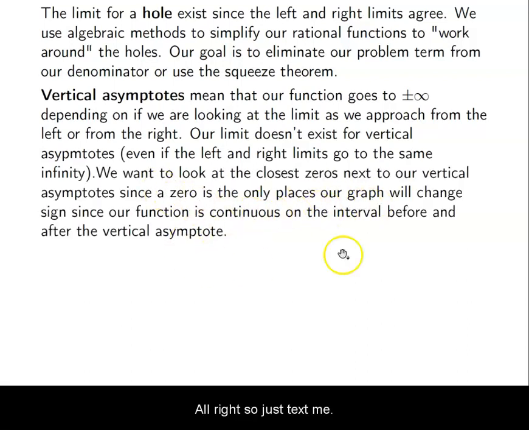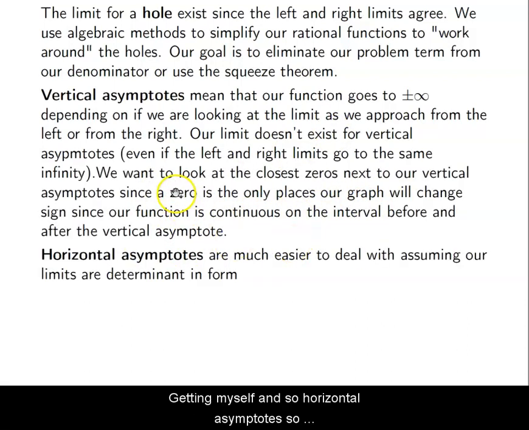All right, so this is basically me repeating myself. And so horizontal asymptotes work the same way. It's the long run behavior. We've talked about this in the section for polynomials. We talked about the end behavior of our polynomial based on the degree of the polynomial, right? Odd degree polynomials do this and even degree polynomials do that.